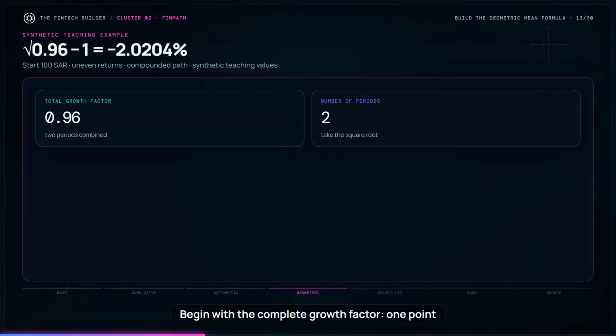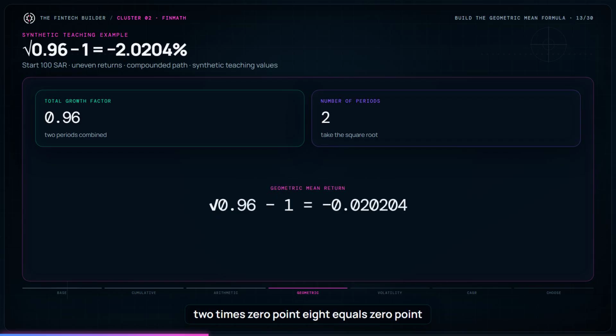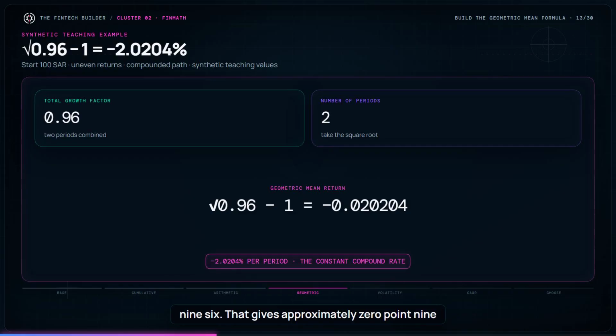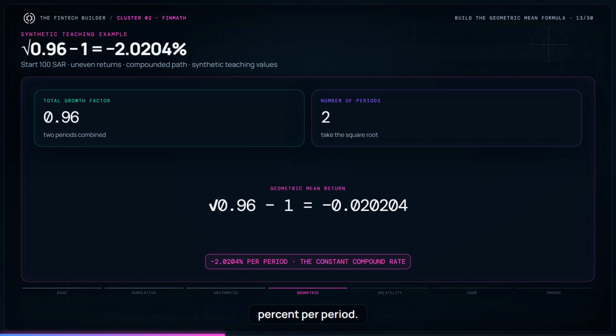Begin with the complete growth factor. 1.2 times 0.8 equals 0.96. We need one equal growth factor for each of two periods. So take the square root of 0.96. That gives approximately 0.979796. Subtract 1, and the geometric mean return is approximately negative 2.0204% per period.